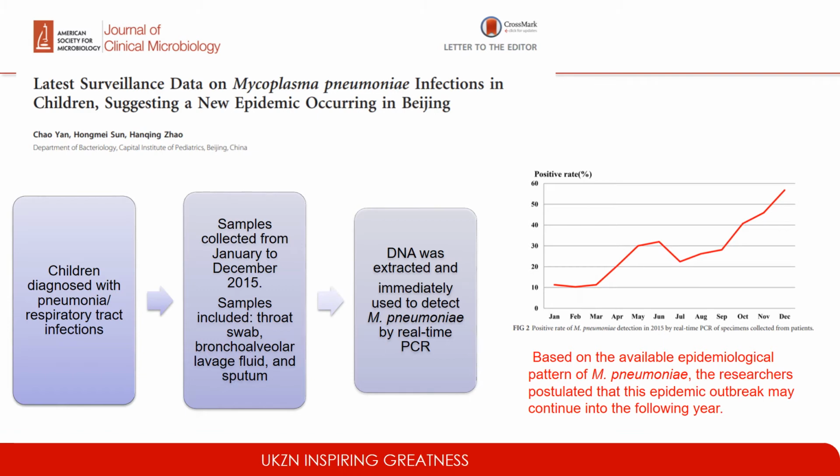Now remember, this was a surveillance study, so every single month they were looking to detect this pathogen and determine the frequency of this pathogen. So based on the study that was done over the course of this 1 year, they found that the epidemiological patterns of M. pneumoniae were increasing. So they weren't declining as the months went on, they were actually increasing as the months went on. And this indicated to the researchers that the epidemic outbreak may continue into the following year, which was 2016, and there was no way that the epidemic was going to end in 2015.